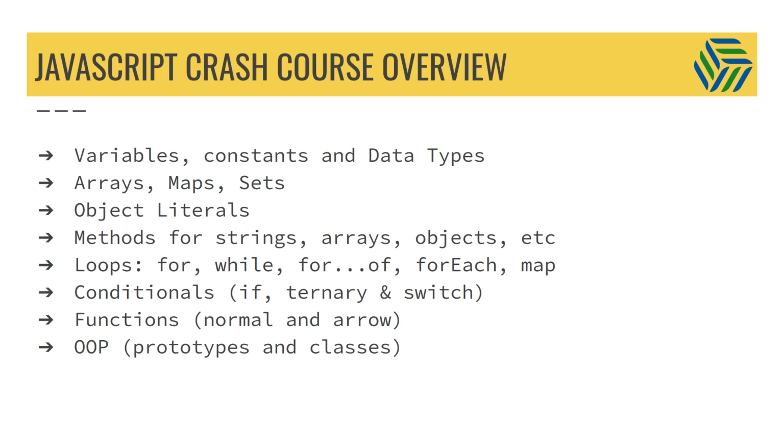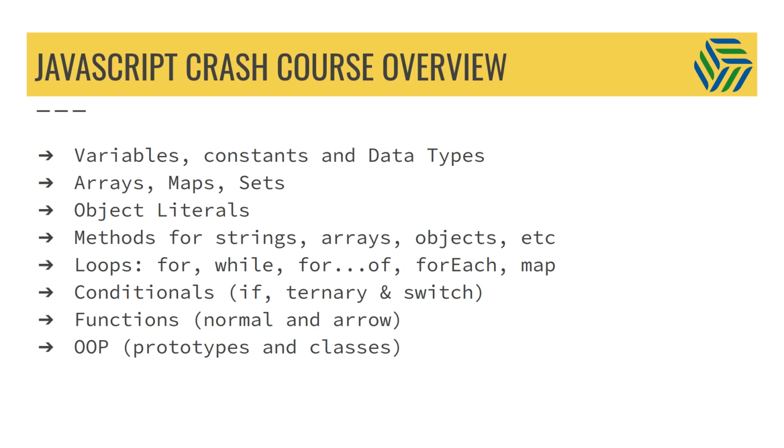Okay, so let's review what are the things that we are going to cover in this crash course. We're going to review variables, constants, and data types. We're going to review arrays, maps, and sets. Object literals. We're going to review some methods for strings, arrays, objects. We're going to review loops: for, while, forEach, etc.